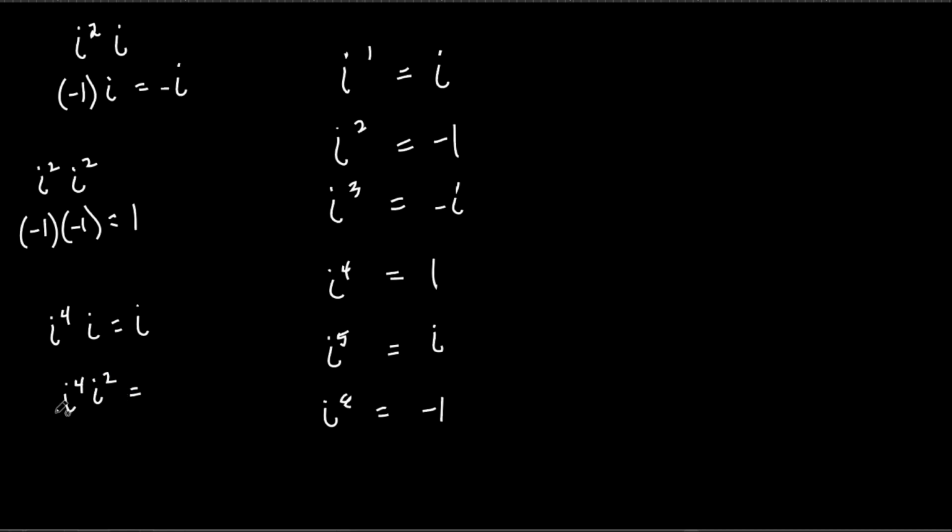All right, so what's I to the 4th? It's just a 1. What could I really do with it? I could just mark it off, right? It's just a 1. What's I squared? It's negative 1. So I to the 6th is negative 1. Do you see a pattern developing? Yeah. What's I to the 7th?